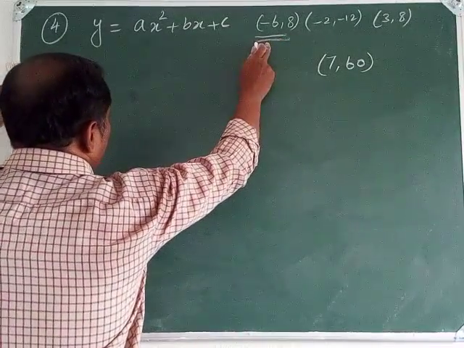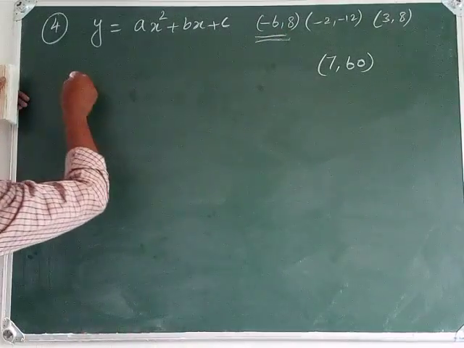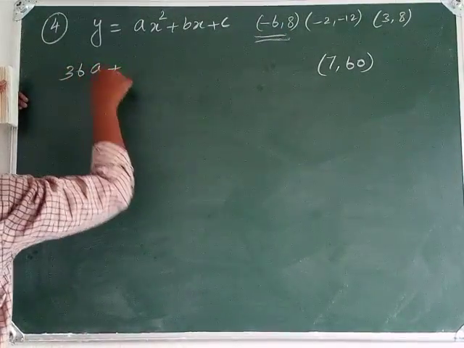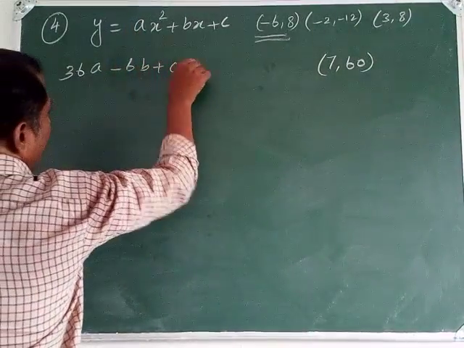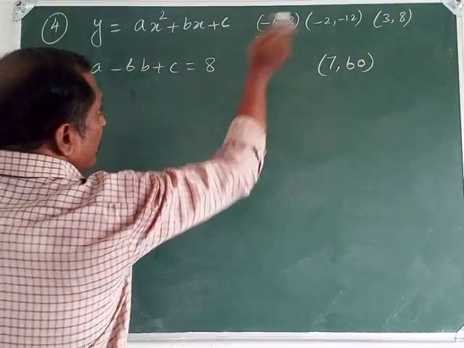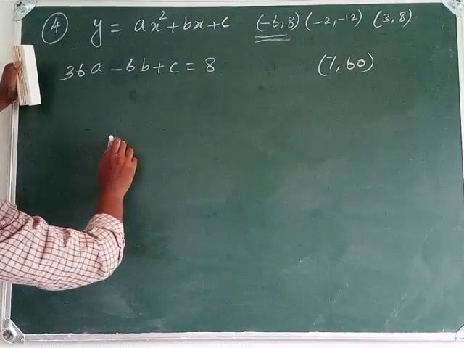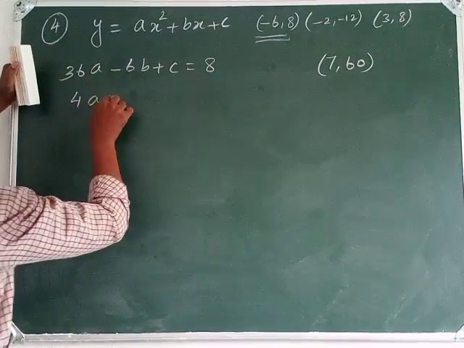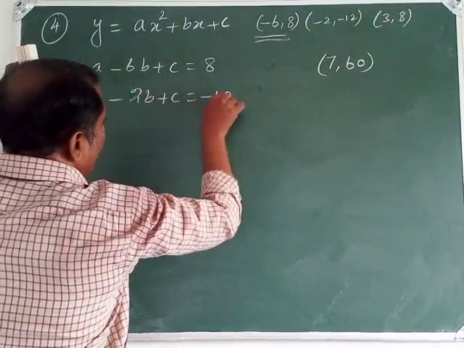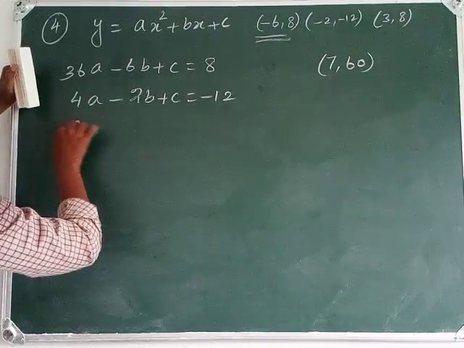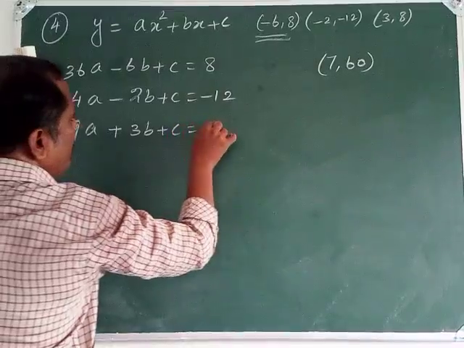So first, choosing the first point, this path passing through this point. That is, x is replaced by minus 6, y is replaced by 8. So this implies 36a plus, x is replaced by minus 6, minus 6b plus c is equal to 8. First equation. Second point, this path passing through this point, x is replaced by minus 2. So minus 2 squared is 4a and then minus 2b plus c is equal to y value minus 12. Third one 3, 8. 3 squared is 9, 9a plus 3b plus c is equal to 8.